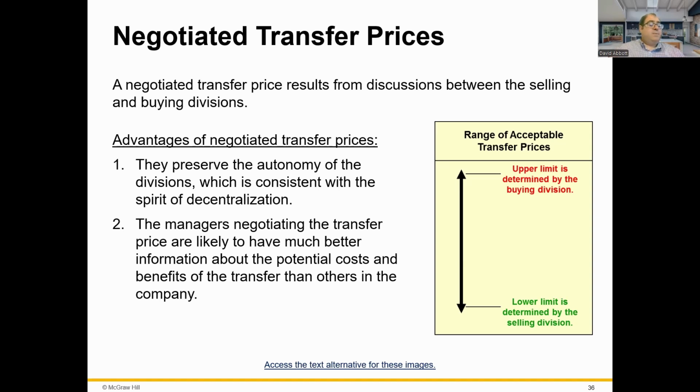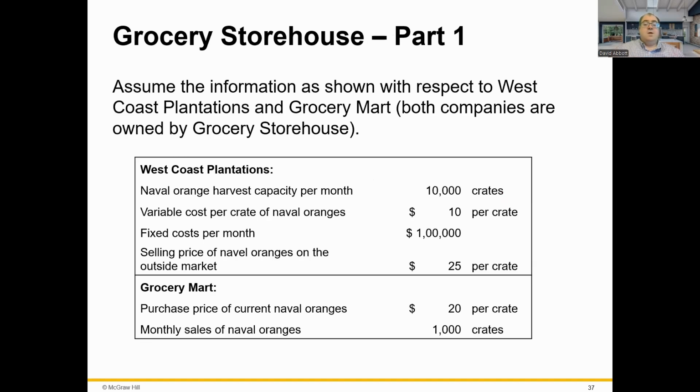The range of acceptable transfer prices is the range of transfer prices within which the profits of both divisions participating in the transfer would increase. The lower limit is determined by the selling division. The upper limit is determined by the buying division. So we'll take a look at a grocery store example.